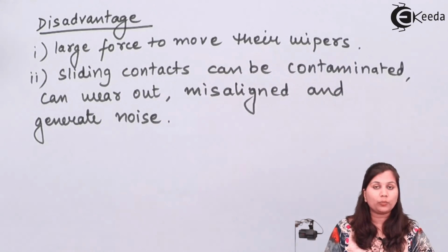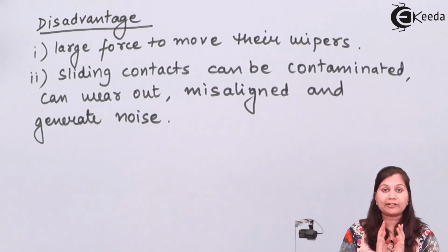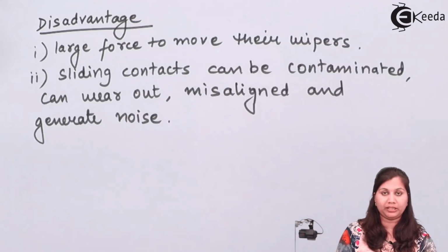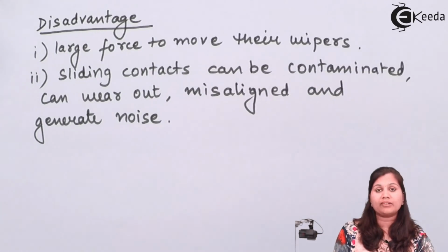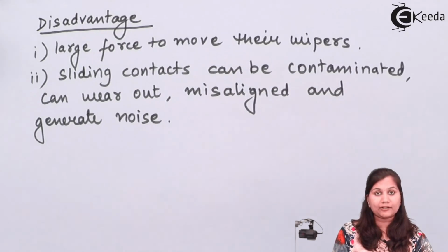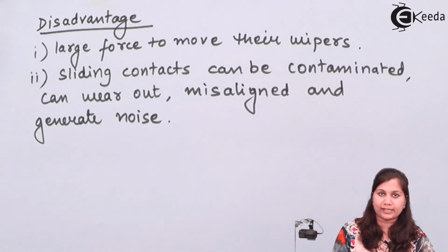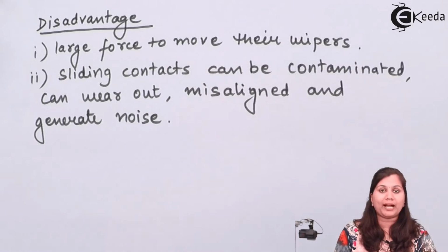So in this video, we studied the electrical resistive transducer, that is, the potentiometer. We studied its construction, its working, its applications, and the types of potentiometers, and then its advantages and disadvantages. So I hope that this topic is now clear to you. Thank you.